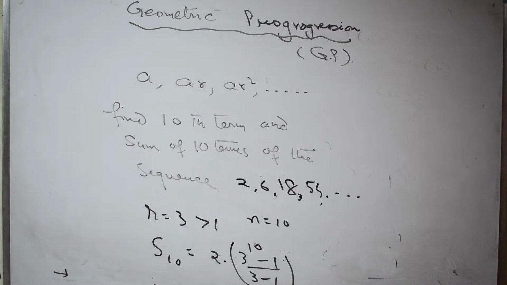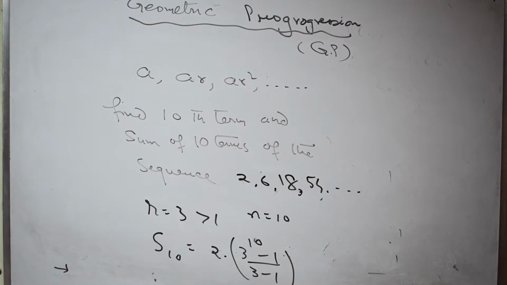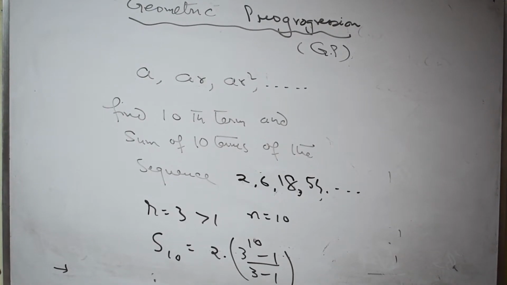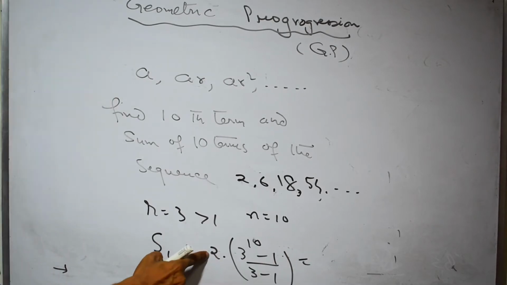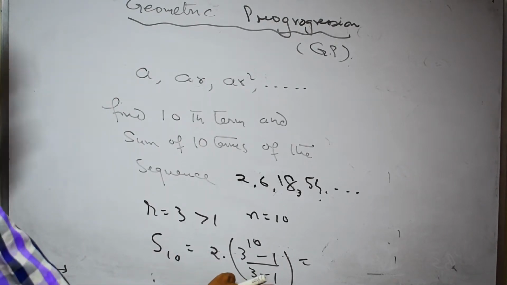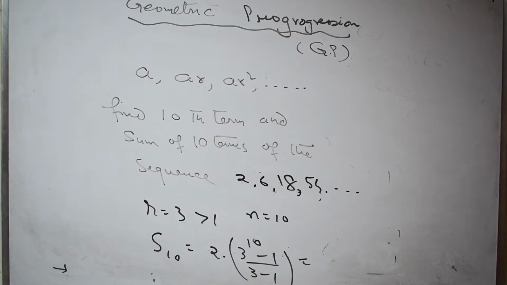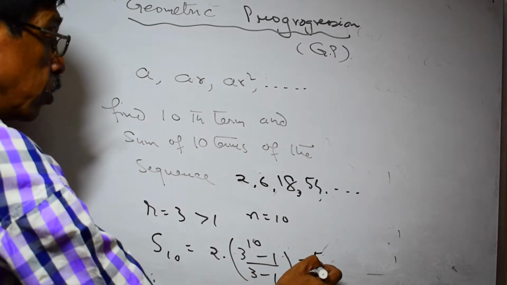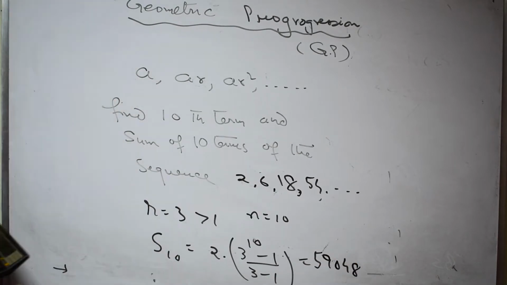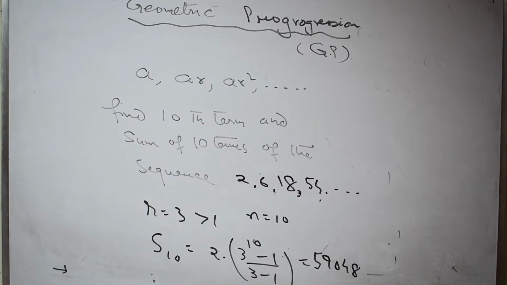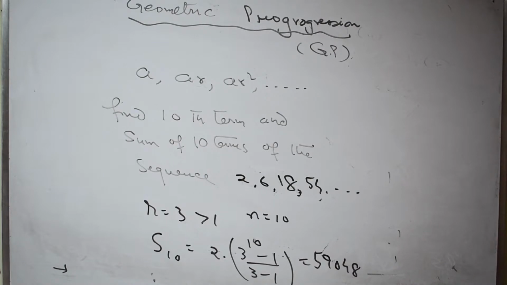Now 3 to the power 10 we have a big result, because 3 to the power 9 just now we have seen, that is 19683. That means 3 to the power 10 is 59049 minus 1. The numerator is divided by 2 and the denominator is also 2, because 3 minus 1 is 2. So this 2 and denominator 2 will be cancelled. So our result will be 59048. So this is the final answer. So it is a case of how to find out the sum and the term.